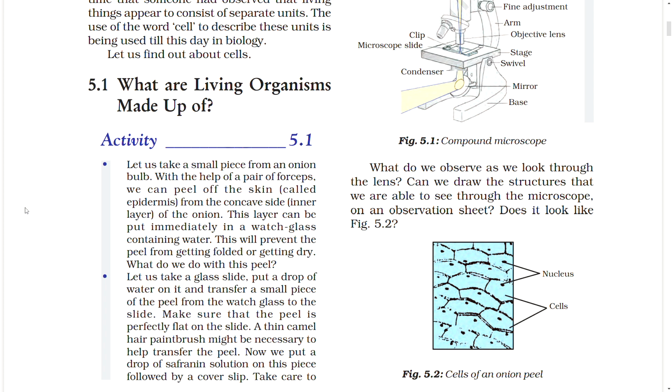5.1 What are living organisms made up of? Activity 5.1. Do this. Let us take a small piece from an onion bulb. With the help of a pair of forceps, we can peel off the skin called epidermis from the concave side inner layer of the onion. This layer can be put immediately in a watch glass containing water. This will prevent the peel from getting folded or getting dry.